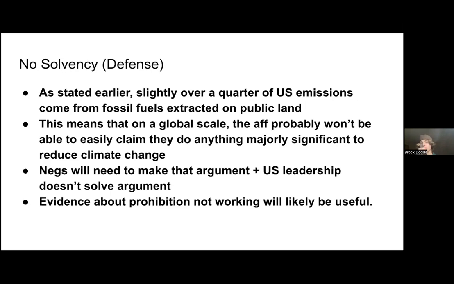But either way, negatives will probably need to make that argument in nearly every debate, because that's one of the clearest ways you can attack solvency. But I also think being really prepared for debates over whether or not U.S. leadership on climate change leads to an international push against climate change, or a spillover, and whether or not that solves, is going to be really key. And so as the negative, you need to be prepared to really hit the AF on that, and explain why U.S. leadership doesn't solve. I also think evidence about prohibition not working will likely be useful.